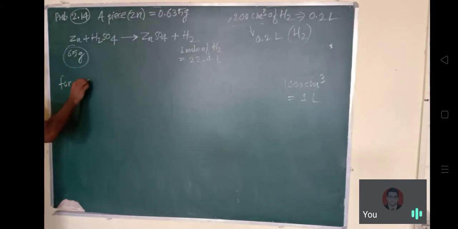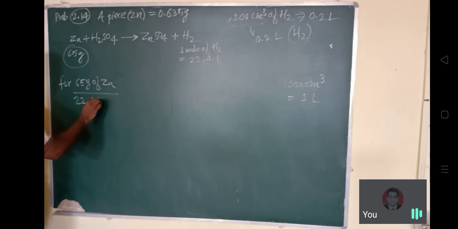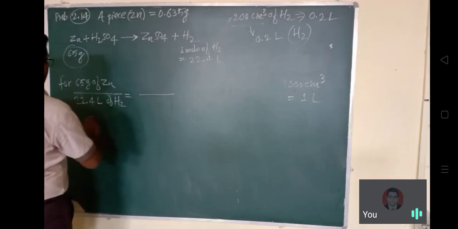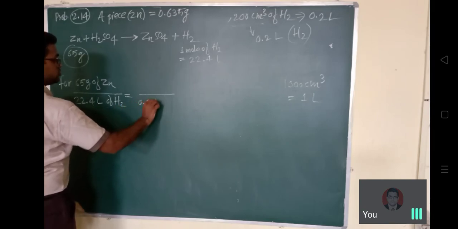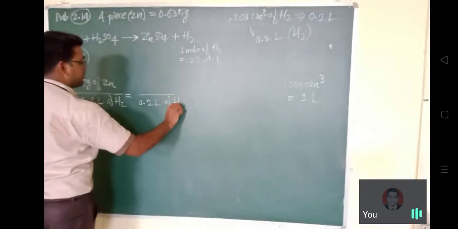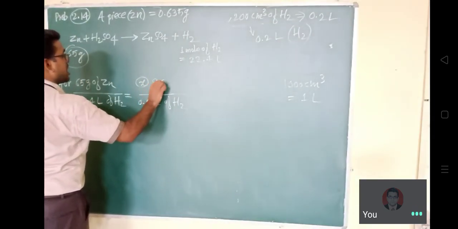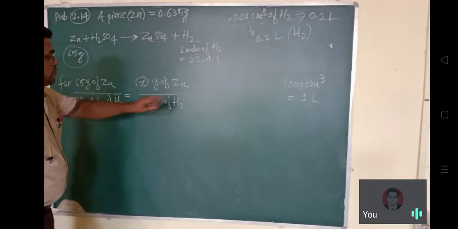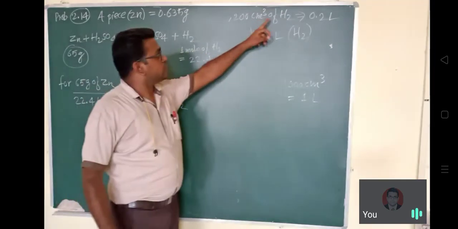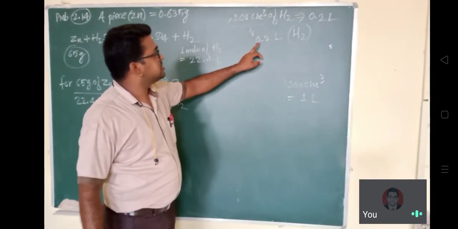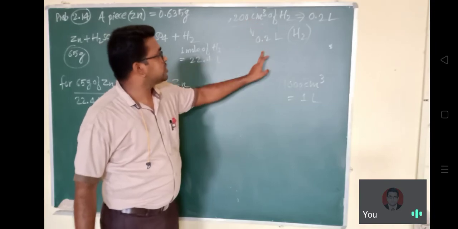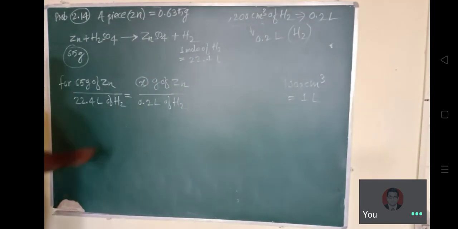For 65 grams of zinc, it liberates 22.4 liters of hydrogen. So for 0.2 liters of H2 hydrogen, x grams of zinc we will require. How many grams of zinc will we require to liberate 200 centimeter cube of hydrogen? 200 centimeter cube is nothing but 0.2 liters, since 1000 centimeter cube is equal to 1 liter. Now we can solve this for x.